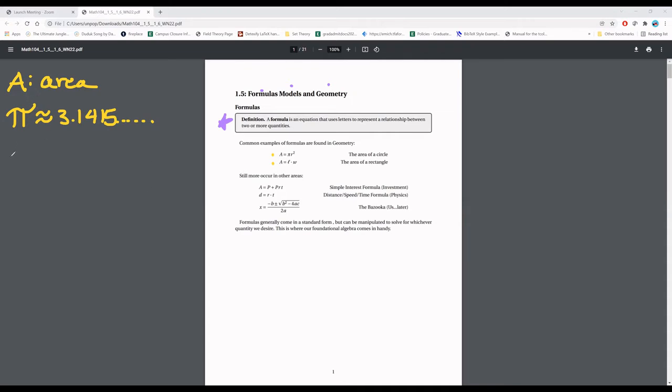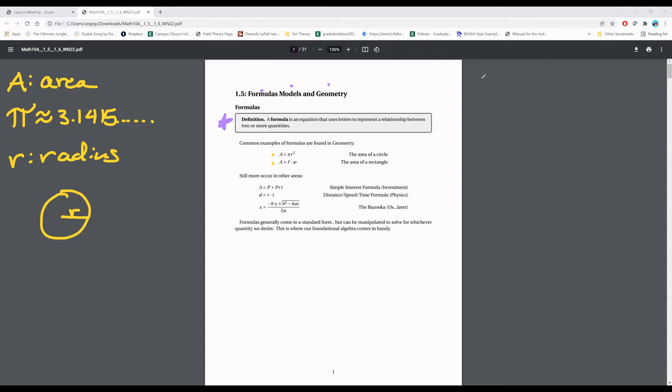Let's see, and radius. Well, R stands for radius. So I have a circle. Best circle ever drawn. I'll have the center, and then the distance from the center to the upper edge is the radius.